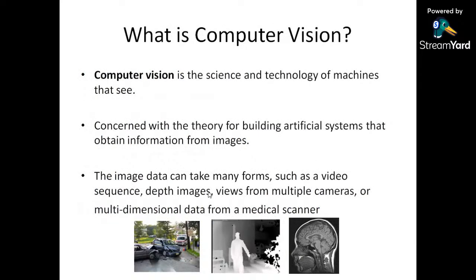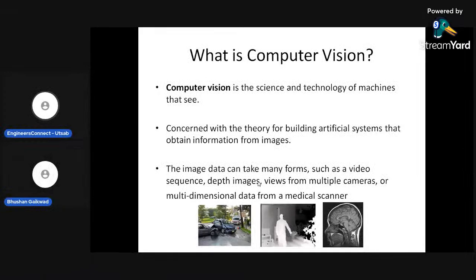So computer vision is basically the science and technology of machines that see, right? Humans have eyes, and computers can also see with the help of their eyes. So what are their eyes? That is the camera. It is concerned with the theory of building artificial systems that obtain information from images. In this globalized world, according to Industry 4.0, everything is turning into artificial mode. Why? Because we are trying to reduce the errors that human beings make, because the fewer the errors, the more precisely the system will behave.